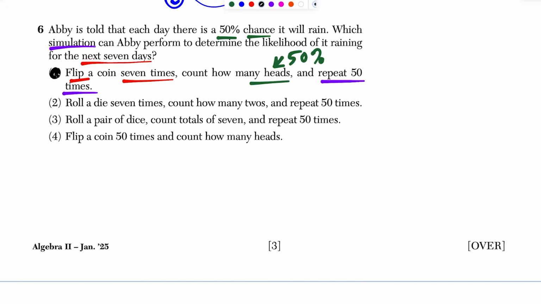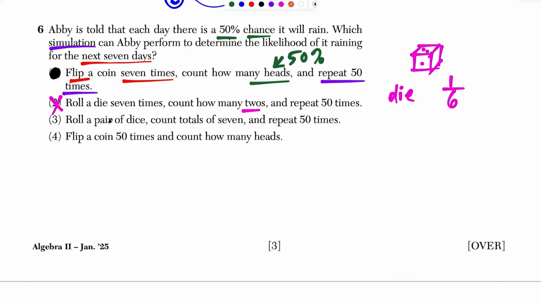Now let's see why the other answer choices are no good. So if we look at the other answer choices here, roll a die 7 times. This one is no good because if we roll a die, a cube like this that has 1 through 6 going all around, let's say 1 here and then 2 here and then 3 and so on, there's a 1 out of 6 chance of rolling a 2. Okay, so yes, this does count as a simulation, but the probability doesn't match the probability of rain. So that's why this one is out.